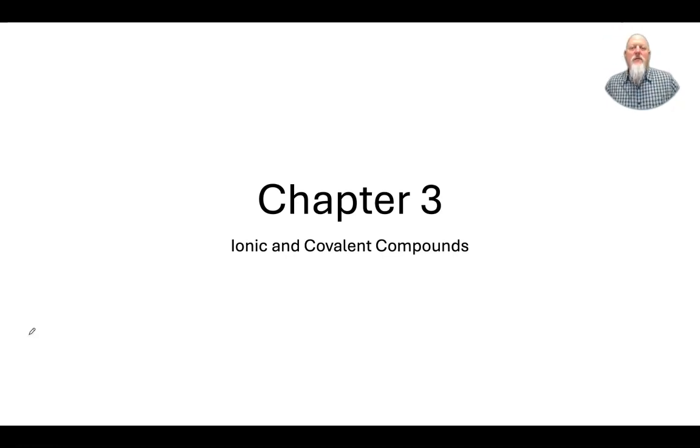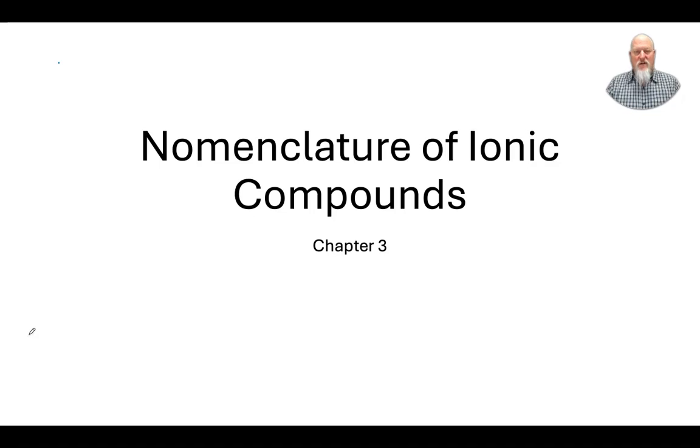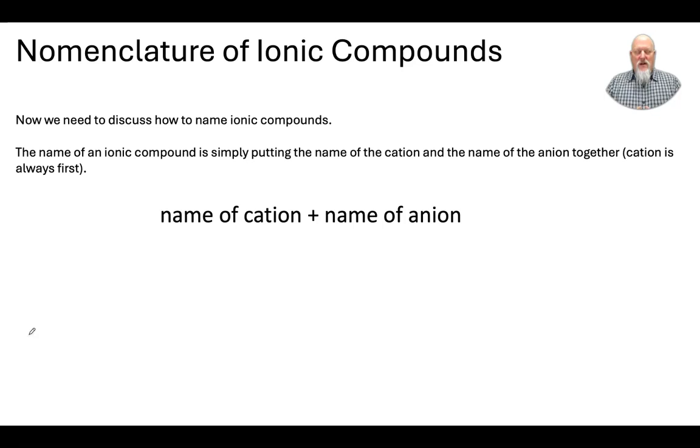All right, so now that we have looked at ions, monatomic, polyatomic, cations, anions, and discussed how ionic compounds form, we're going to now talk about how to name ionic compounds. Nomenclature means naming. The nomenclature of ionic compounds is pretty easy, honestly.